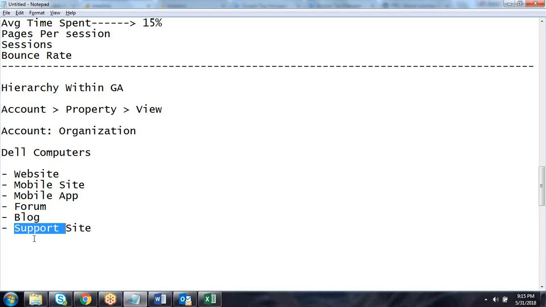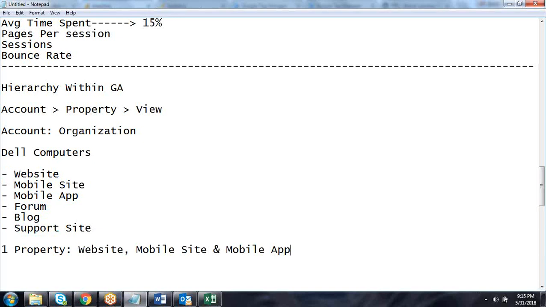So 6 different platforms to go and help users. What Dell should do is create one property for website, mobile site, and mobile app. Make sense to all? Because their purpose is the same. Their objective is to sell Dell products and services. Make sense to everyone?